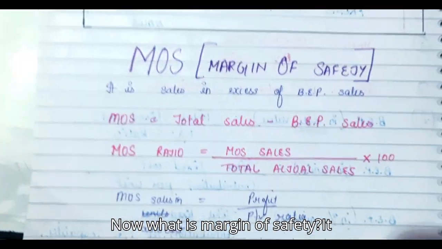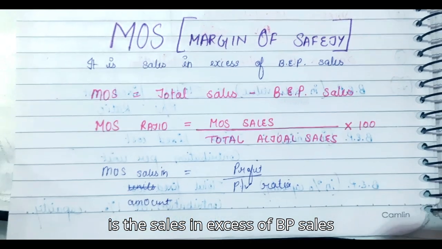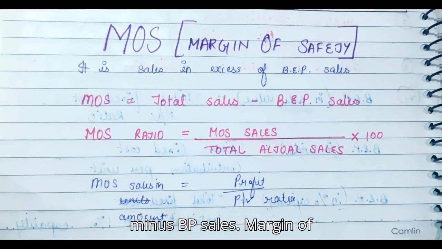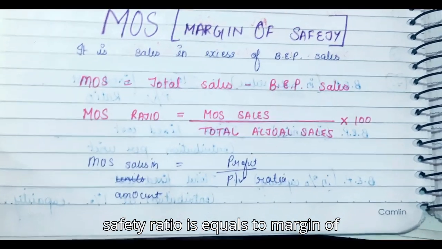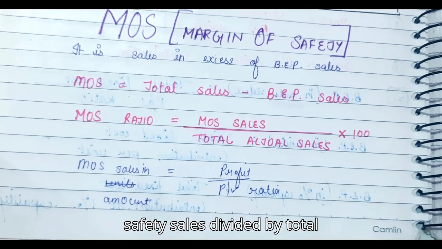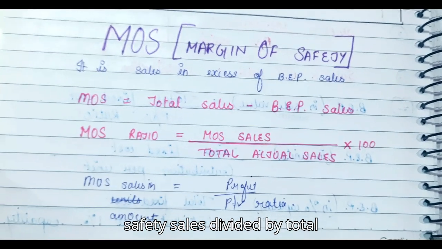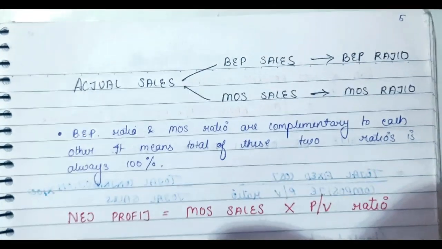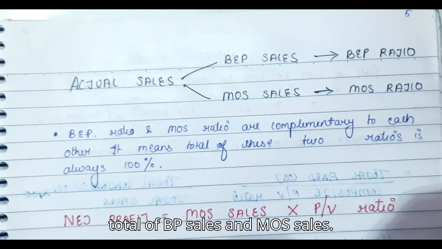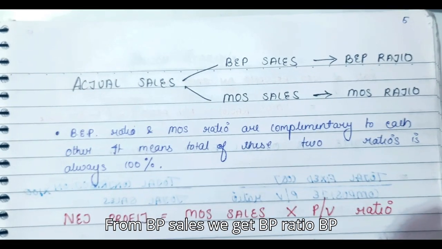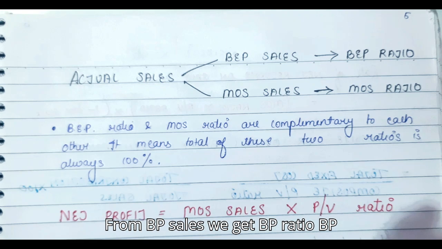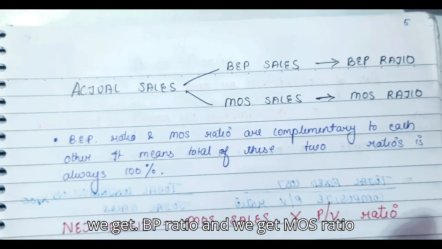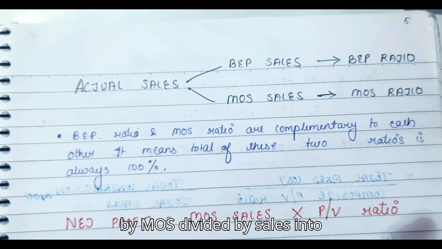Now, what is margin of safety? It is the sales in excess of BEP sales. Margin of safety is equal to total sales minus BEP sales. Margin of safety ratio is equal to margin of safety sales divided by total actual sales into 100. Total sales is the total of BEP sales and MOS sales. From BEP sales we get BP ratio, BEP sales divided by sales into 100. Similarly we get MOS ratio by MOS divided by sales into 100.